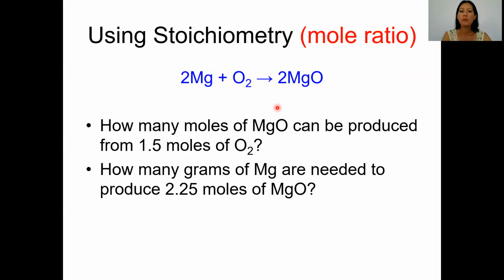If I ask you how much can be produced, you have to look at the real amounts used. I'm going to use 1.5 moles of O2. So you could just look at the equation and see, oh, for every 1 O2, I get twice as much product.